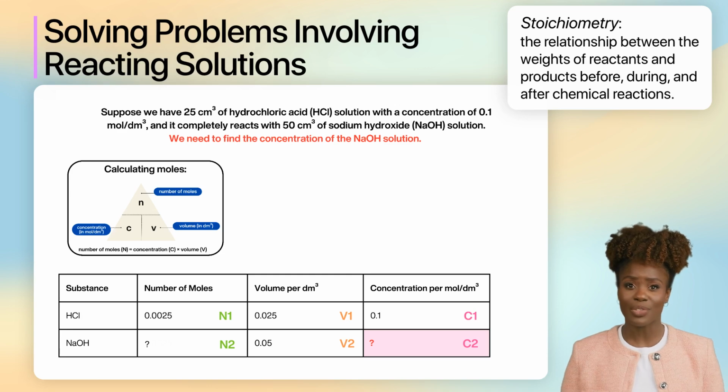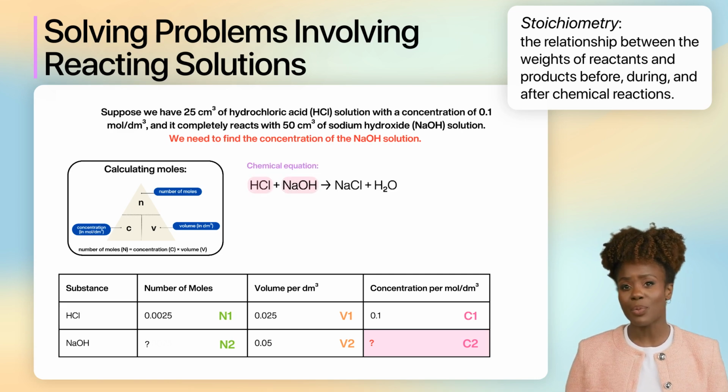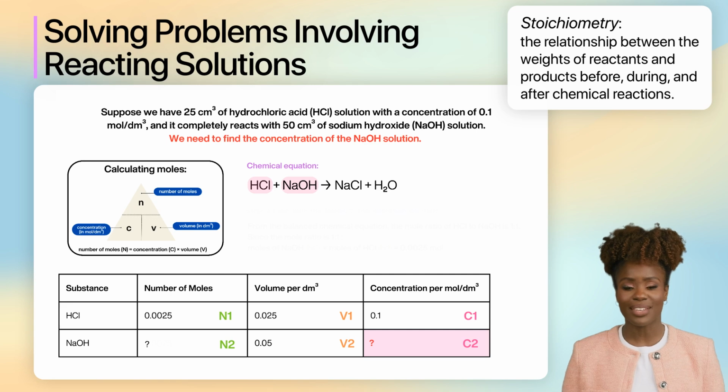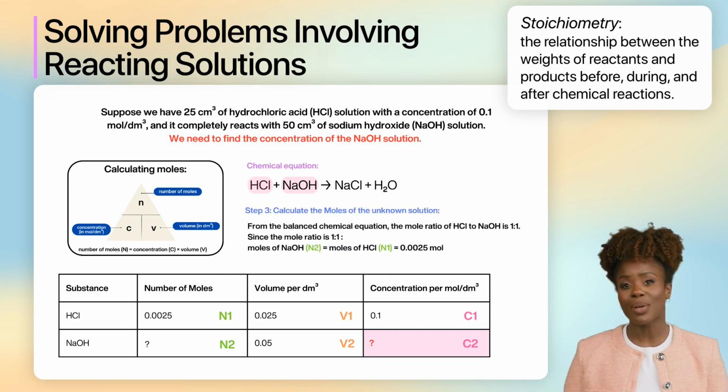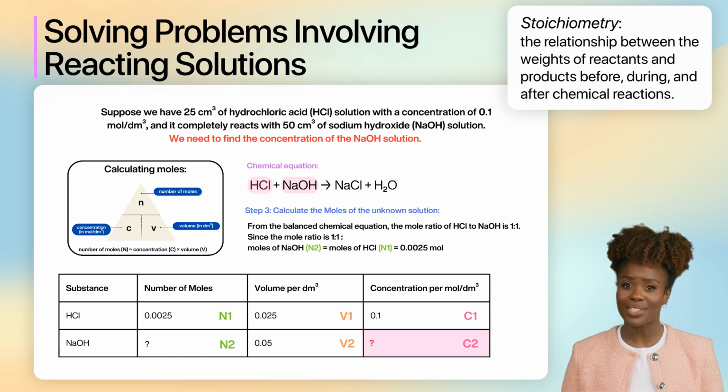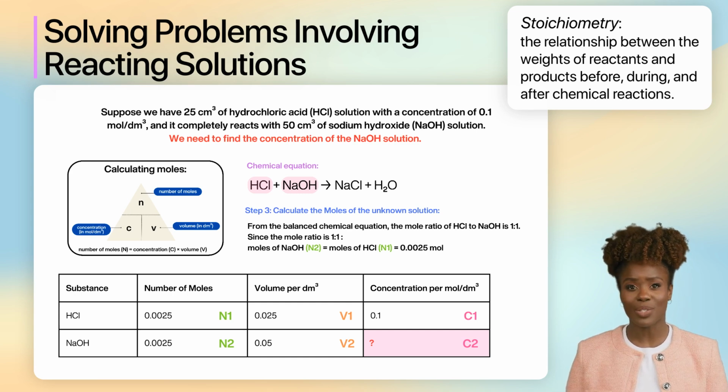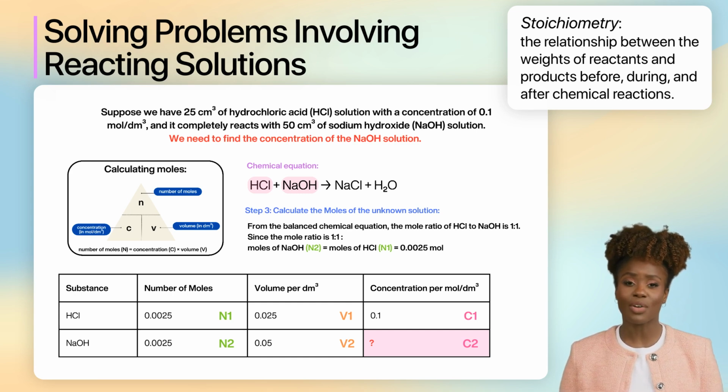We can now use stoichiometry to find the moles of the unknown solution. In our case, the unknown solution is NaOH. Because the chemical equation is balanced, the mole ratio of HCl to NaOH is 1:1. Since the mole ratio is 1:1, the moles of NaOH is the same as the moles of HCl, which is 0.0025 moles. So NaOH is also 0.0025 moles. Now that we have worked out the moles of both solutions, we are ready to find the concentration of NaOH.